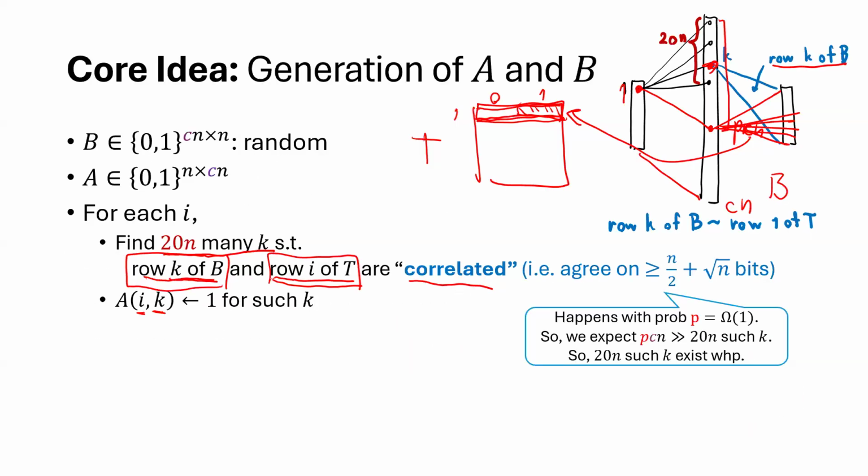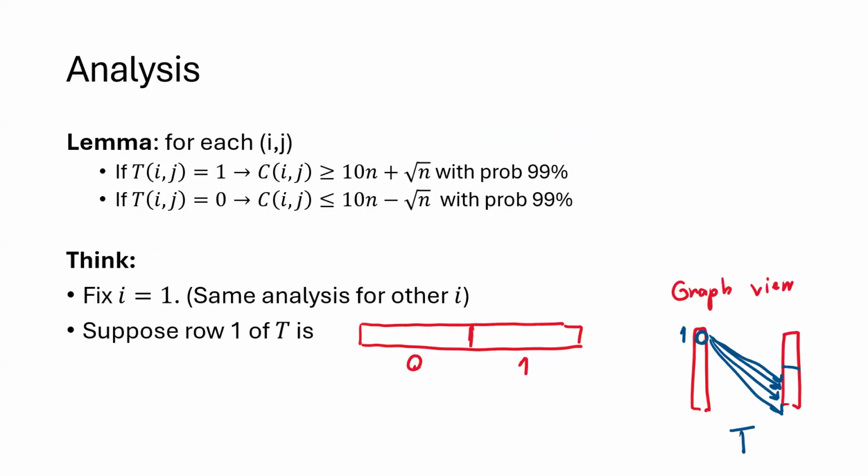Any question now? Now that that's the construction, we can analyze this. We want to prove this: if the entry from I to J on the target T is 1, then the max flow Cij should be big with good probability. And otherwise, if it's 0, this should be small with good probability.